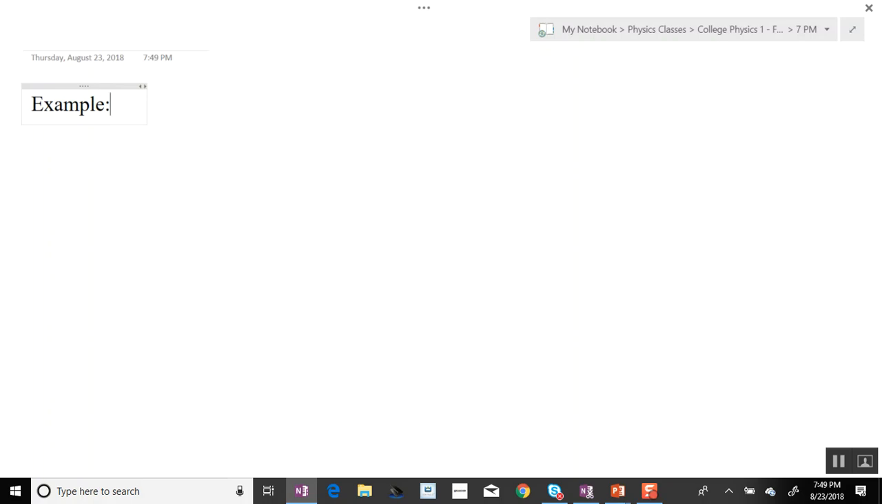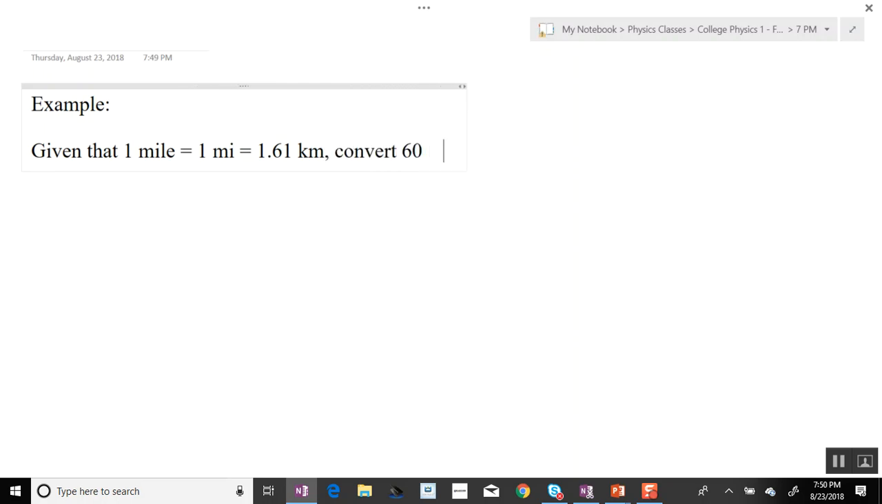Okay, so these are typical units, though. So suppose that we know that 1 mile, or 1 MI for short, MI is the shorthand notation for mile, is 1.61 kilometers, right? So suppose you know this. Okay, so the question is: convert 60 miles per hour to meters per second.